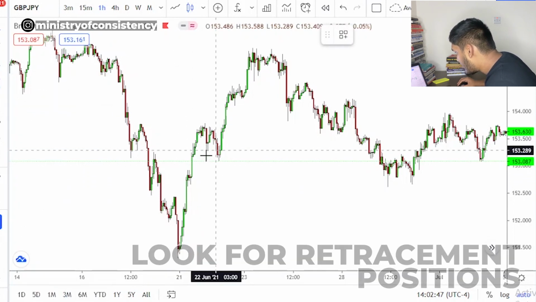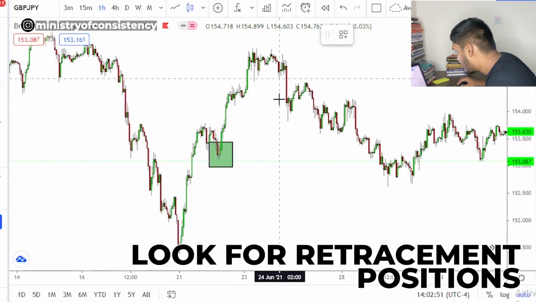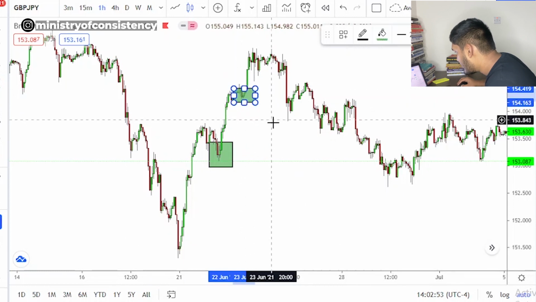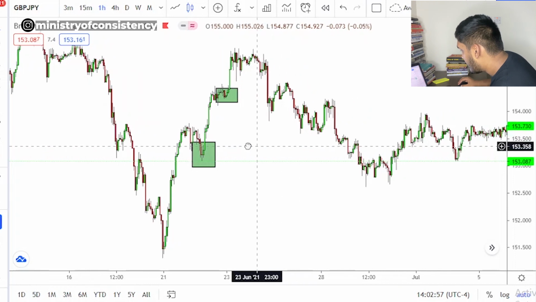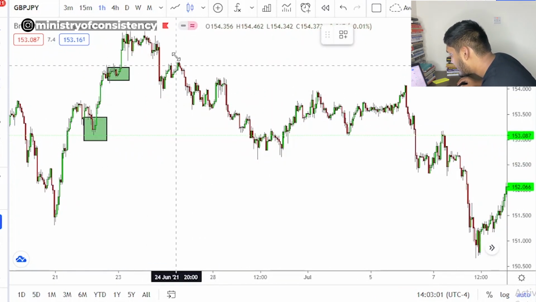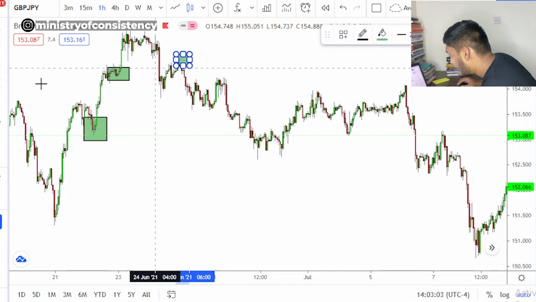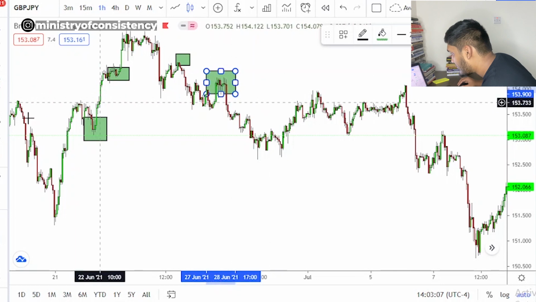If we look at here, we want to look at trade positions within these areas. In an uptrend, the retracement positions, where the market comes back to make some retracement, is where we look for entries. On a downtrend here, it's setting up really nice. These are the positions we look for trade entries. These are your retracement positions.